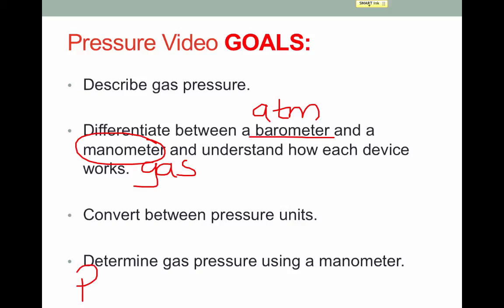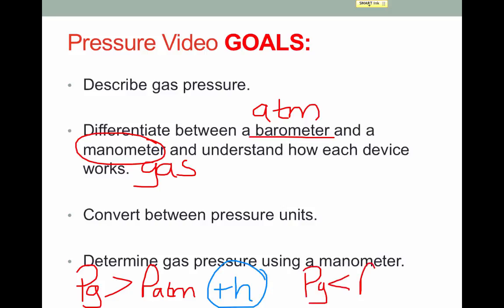Remember, when the pressure of the gas is greater than the pressure of the atmosphere, you want to add the value of H. And when the pressure of the gas is less than the pressure of the atmosphere, you want to subtract the value of H from your atmospheric pressure.